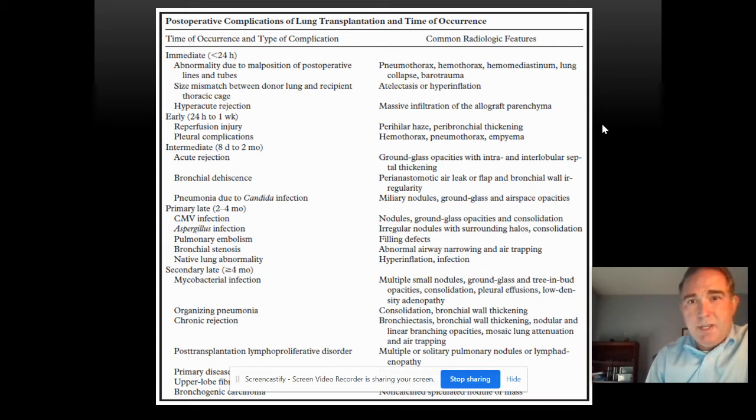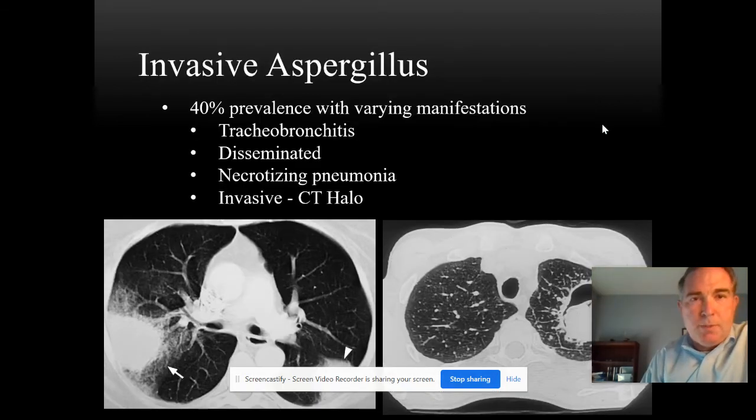Again, starting out initially with kind of mechanical complications, pneumothorax and hemothorax, and moving on. Hyperacute rejection is also possible during that early time point. Unfortunately, it just looks like edema. Then moving into some of the bacterial infections, then more chronic CMV and aspergillus as the months go on. We'll go into some cases.